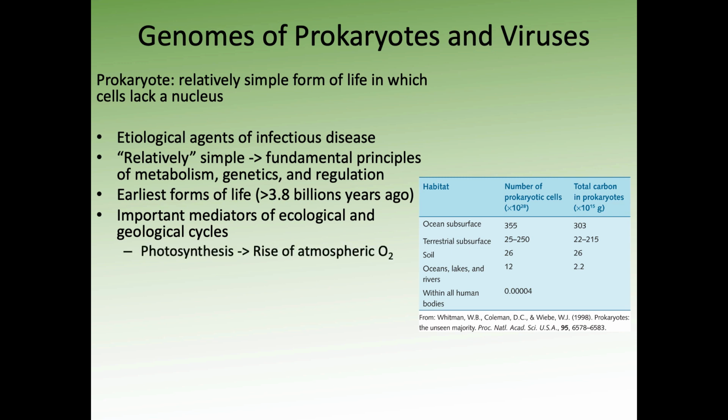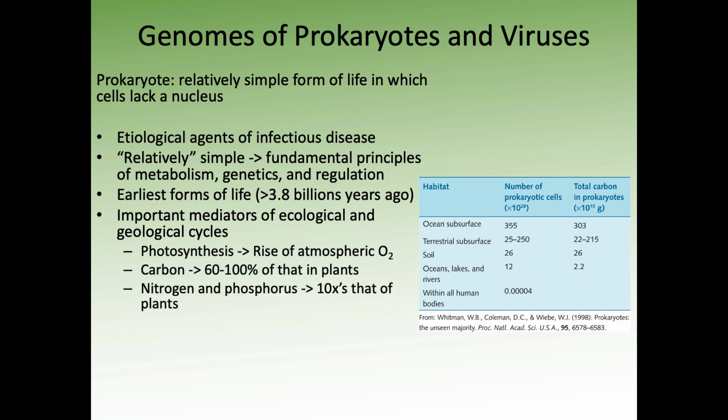This includes photosynthesis and being responsible for the rise of atmospheric O2. They are major carbon sources. If we look over here on this table on the right, we can see the various habitats in the world, the number of cells, and the amount of mass of total carbon kept in prokaryotes. And what we can see is that there's about as much carbon kept in prokaryotic organisms as we find in almost all of plants, depending on how you do the calculations.